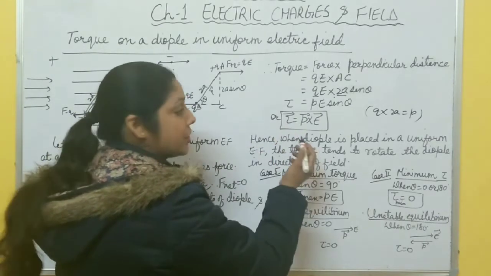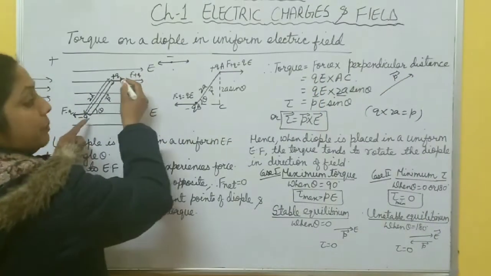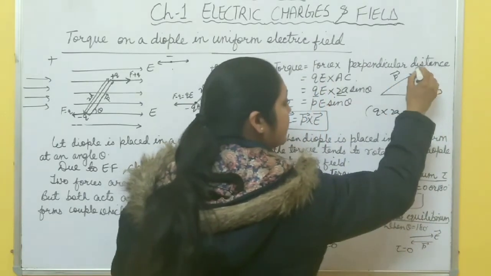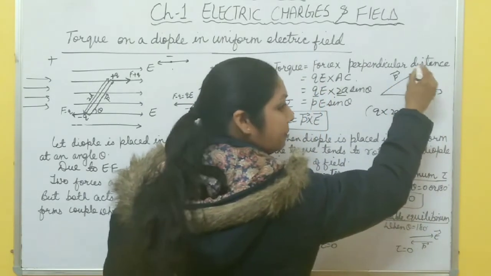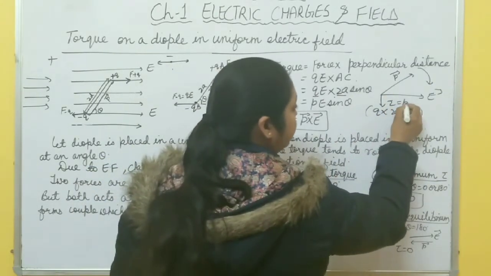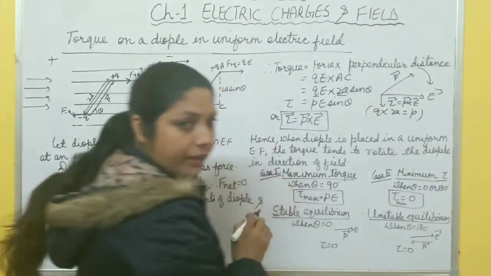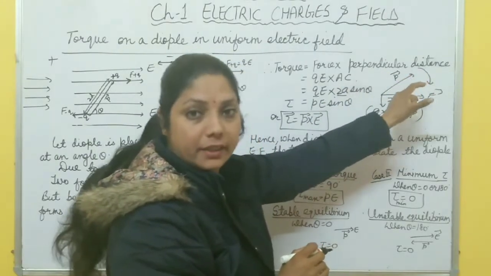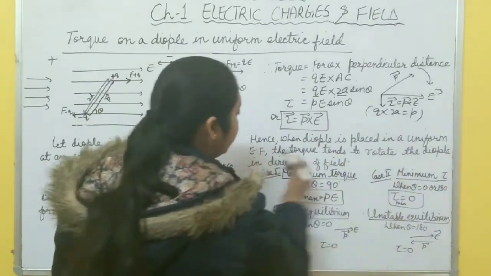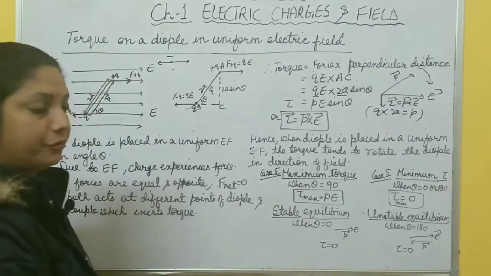So what is the direction of this torque? p is in this direction, right? Right now, from minus q to plus q charge. E is in this direction, the electric field. So p cross E means the dipole rotates in this direction from p to E, and the direction of torque is this one, right? This is tau equal to p cross E. So when you place this dipole in this field, this dipole starts rotating in the direction of the electric field. So you can write, when a dipole is placed in a uniform electric field, the torque tends to rotate the dipole in the direction of the field, right?